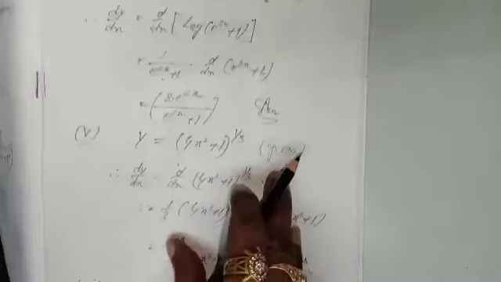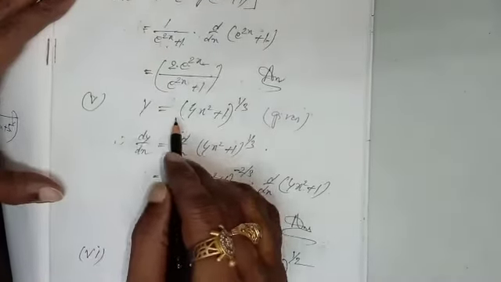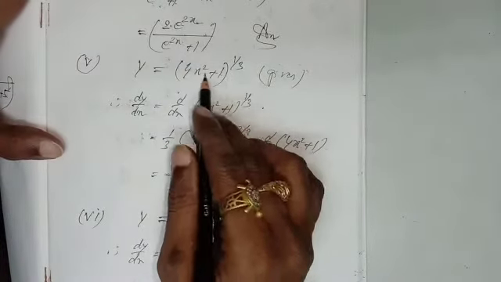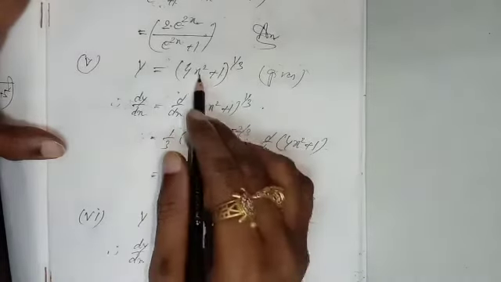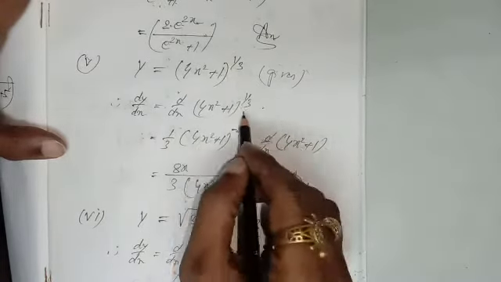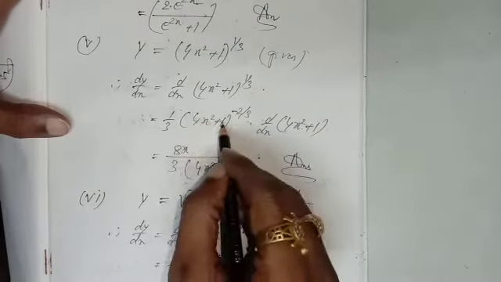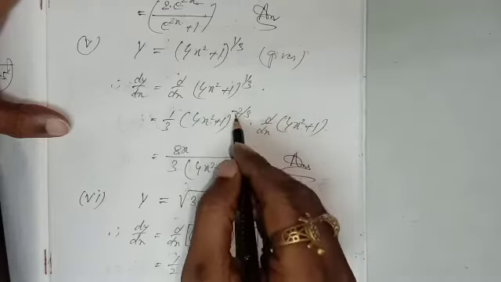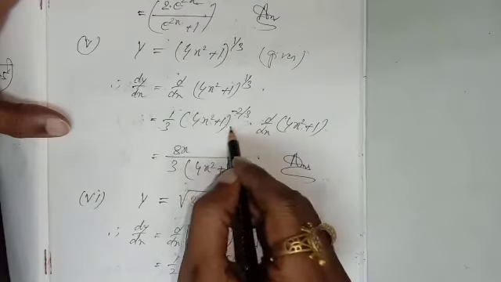Next I am going to the fifth part. The fifth part question, given y is equal to 4x square plus 1 whole to the power 1 by 3. Then first you have to find out dy by dx with respect to the power, which is 1 by 3. The power will come first. Then 4x square plus 1 whole to the power 1 by 3 minus 1, that will give minus 2 by 3. Again, derivative of this bracket part, that is 4x square plus 1.